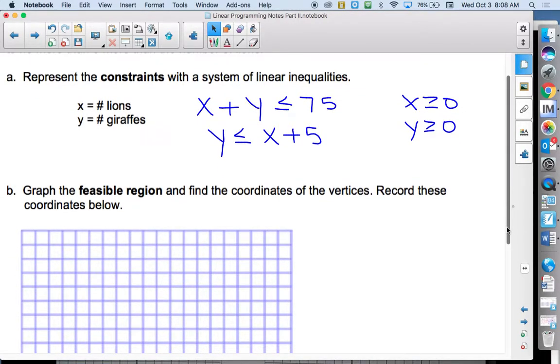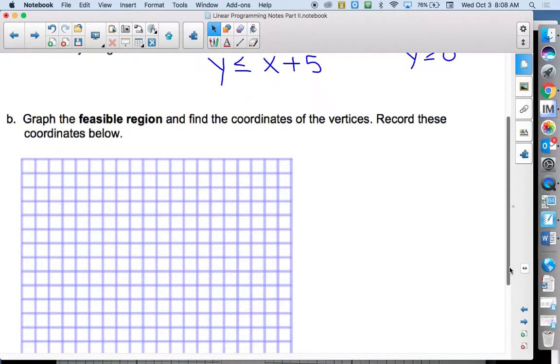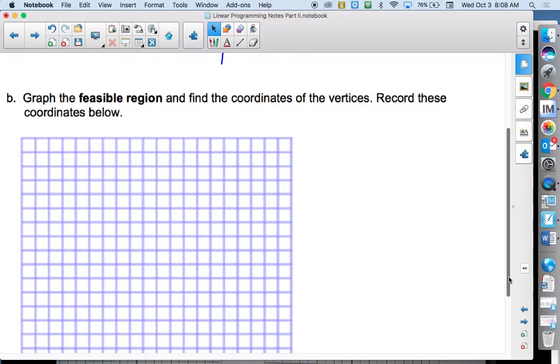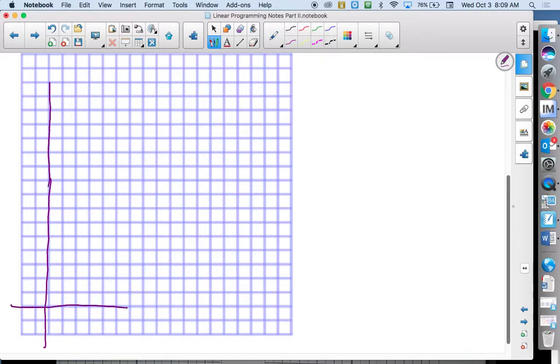Any questions with creating this? So it says graph the feasible region and find the coordinates of the vertices, record these below. Because our graph is positive, I'm just going to go over 2 boxes and make my y-axis. And I'll go up 2 and make the x. We don't have to put it in the center because it has to be greater than or equal to 0.